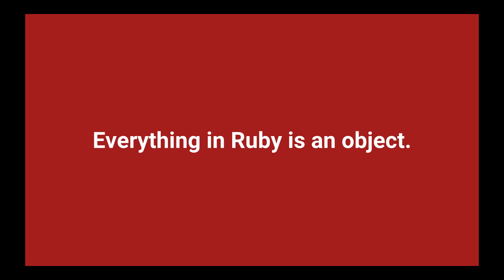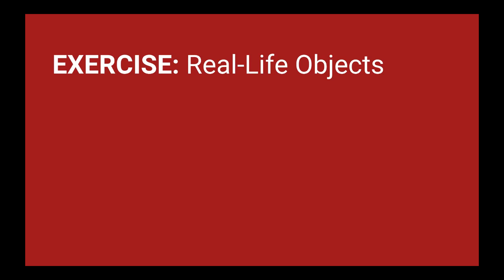Well, I'd like to begin with an exercise to sort of get our brain juices flowing and start thinking about real-life objects. For example, if you were to look around, a real-life object would be something like your computer, your monitor, a pencil, a pen, a desk, a bed, and so on. So here's the exercise, real-life objects.